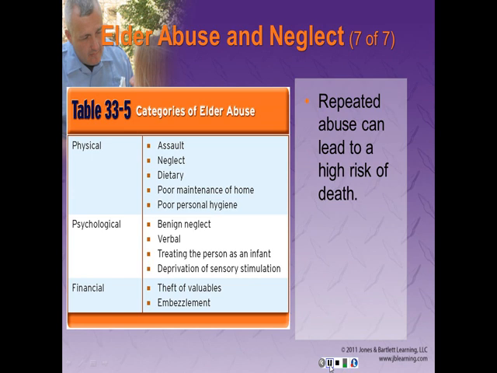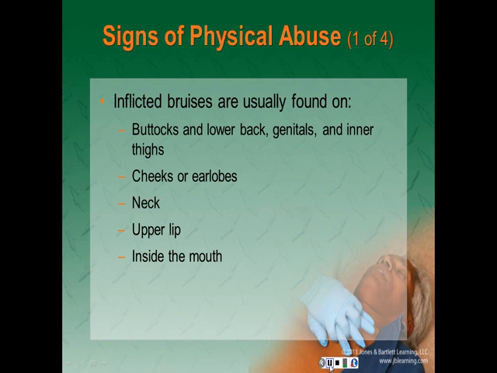Table 33.5 gives you a brief synopsis of the categories of elder abuse, both physical, psychological, and financial. Signs of physical abuse. Inflicted bruises are usually found on the buttocks and low back, genitals, and inner thighs, the cheeks or earlobes, the neck, the upper lip, and inside the mouth. Pressure bruises caused by the human hand may be identified by oval grab marks, pinch marks, or handprints.